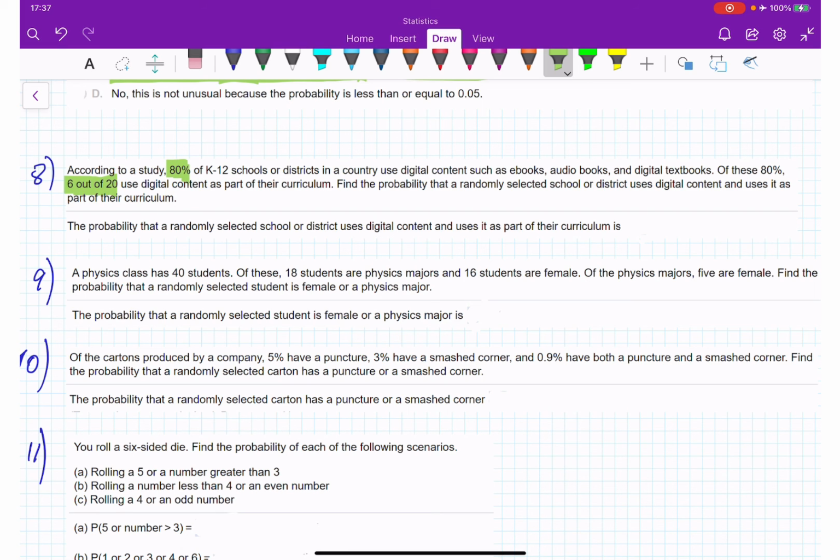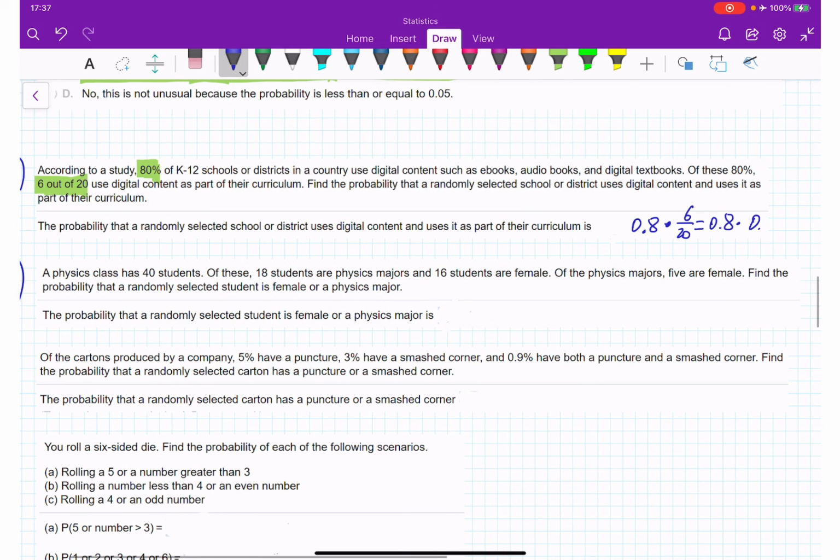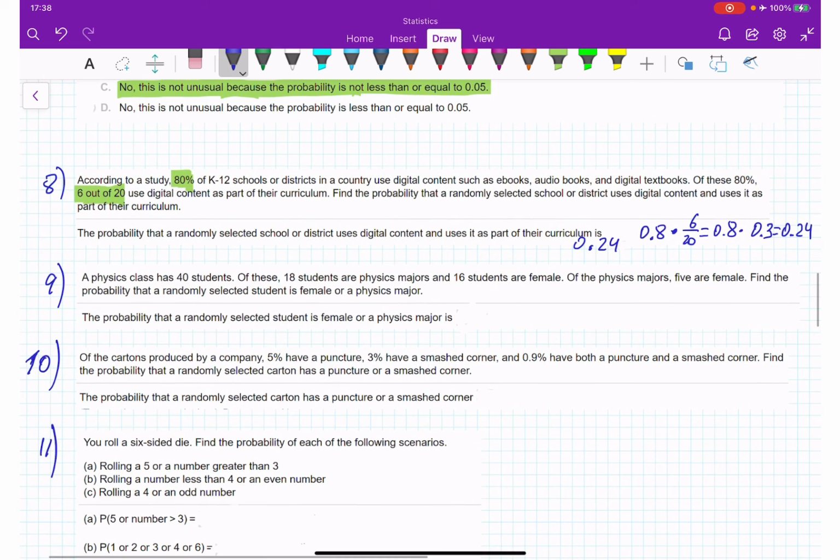So 80% is going to be 0.8. And the other part is 6 out of 20, so times 6 out of 20. So it's going to be 0.8 times 0.3. And the result will be 0.24. So 0.24 is the answer for the first question. Actually, that's the only question for question number 8. Moving to question number 9.